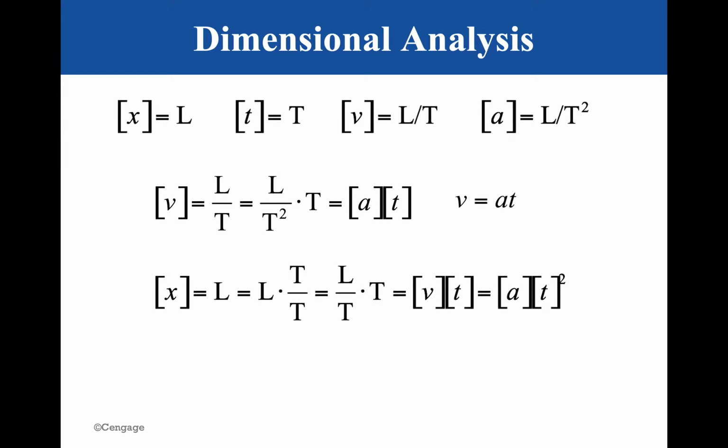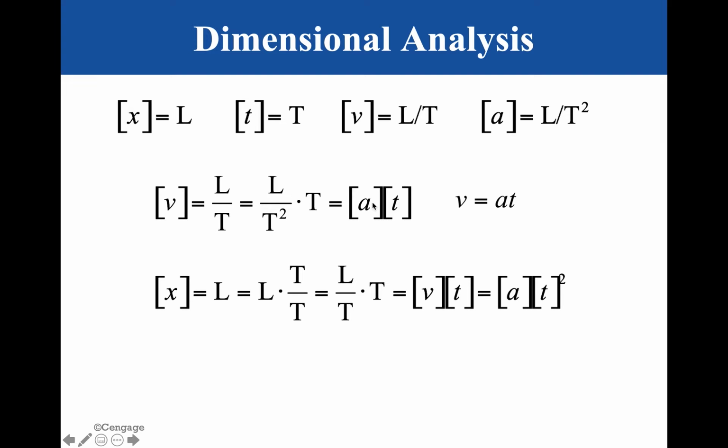Now position is a length, but we know that if we just multiply a length times a time over time, you still have a length, and that's a length per time times a time. Length per time is a velocity, so we got velocity times a time. Position is a velocity times a time.